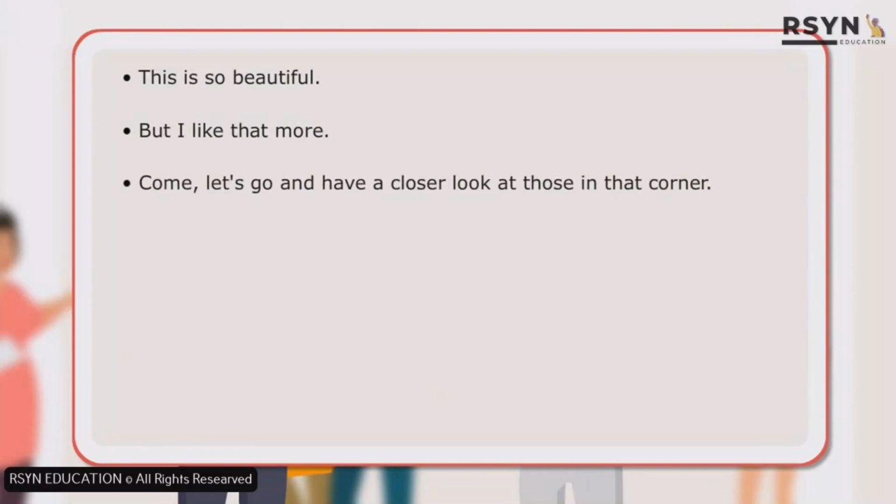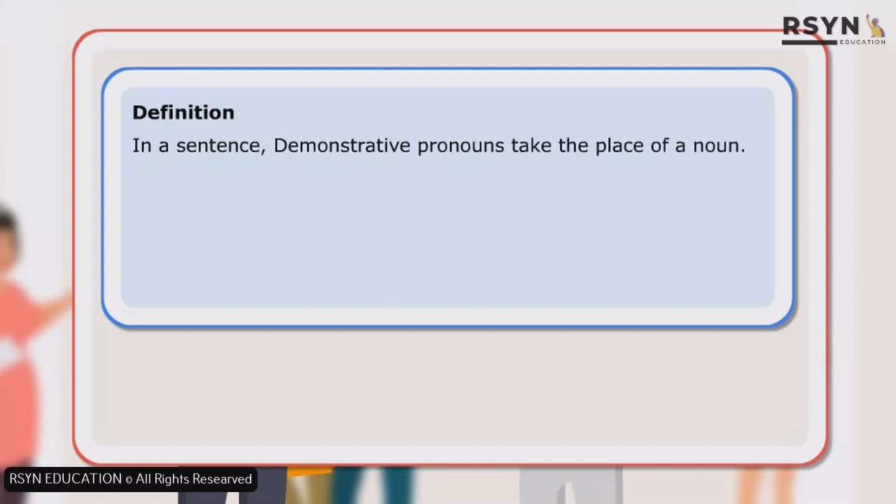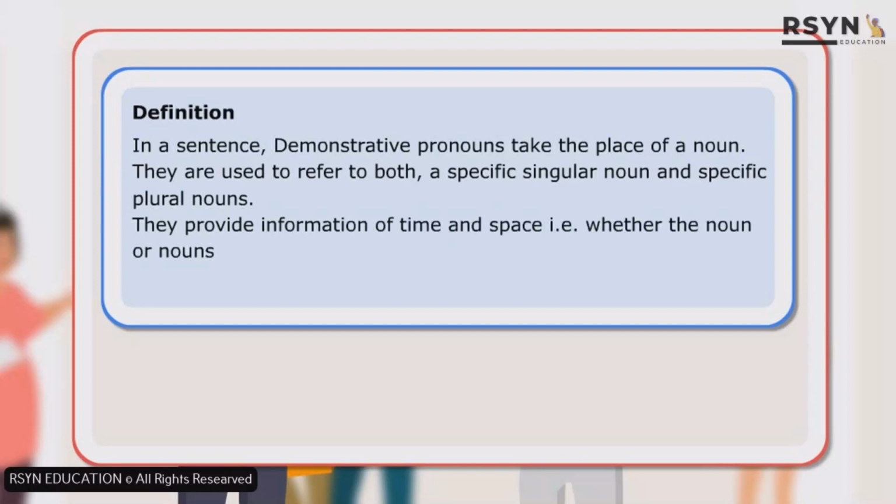In the conversation, the two girls have used certain words to point to a specific painting or paintings nearby or some distance away. The words this, that, those, and these are examples of some demonstrative pronouns. Definition: in a sentence, demonstrative pronouns take the place of a noun. They are used to refer to both a specific singular noun and specific plural nouns. They provide information of time and space, that is, whether the noun or nouns being referred to is or are near or far away in respect of time and space.